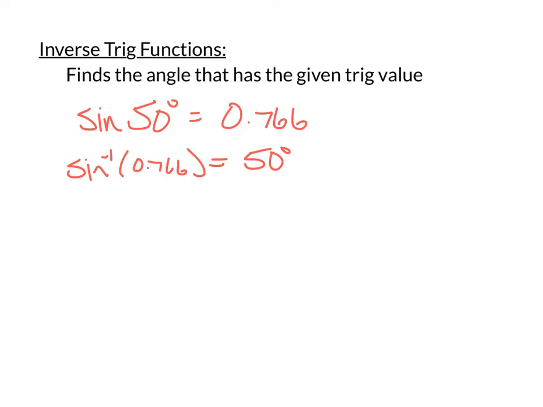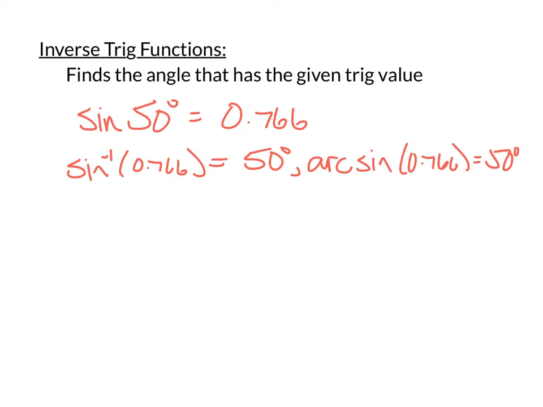Notice that when we take the inverse, we're kind of switching our numbers around. That it's the sine of an angle measure that gives us a ratio, or the inverse sine of a ratio that gives us an angle measure. All right, so the inverse is going to give us the angle measure. The other way to write inverse is putting arc in front of it. So arc sine of 0.766 would equal 50 degrees as well.